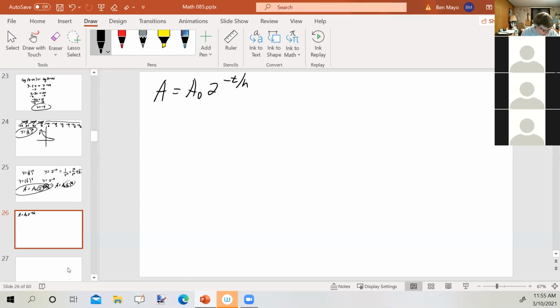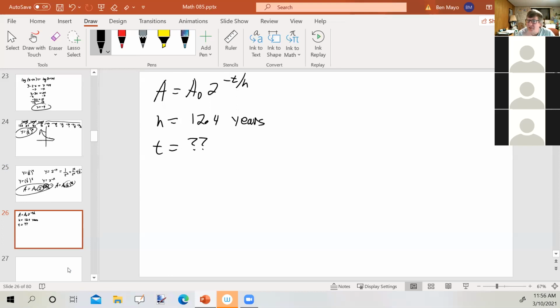Here is a problem. It says, let's see, tritium decay. The half-life of tritium is 12.4 years. So the half-life is 12.4 years. Okay? How long will it take? So time is the unknown. For 25% of a sample of tritium to decompose.